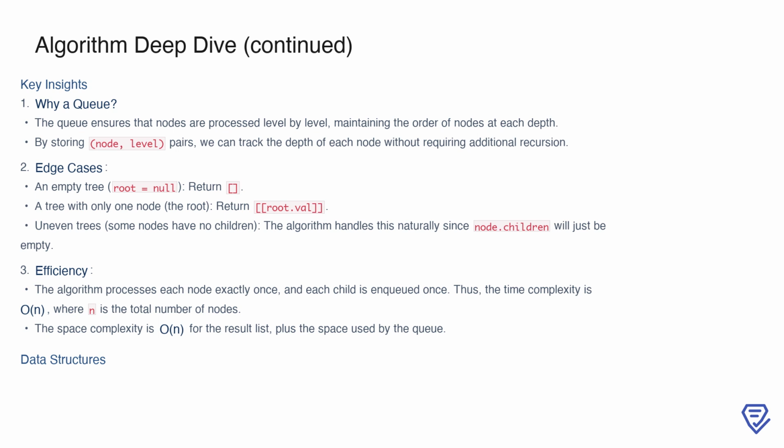The algorithm is efficient with a time complexity of O(N), as each node is processed exactly once, and each child is enqueued only once. The space complexity is also O(N), which accounts for both the result list and the memory used by the queue. These characteristics make the approach scalable for larger trees.